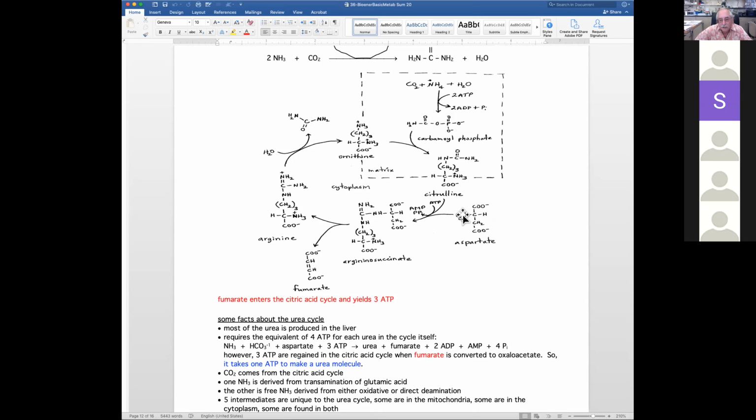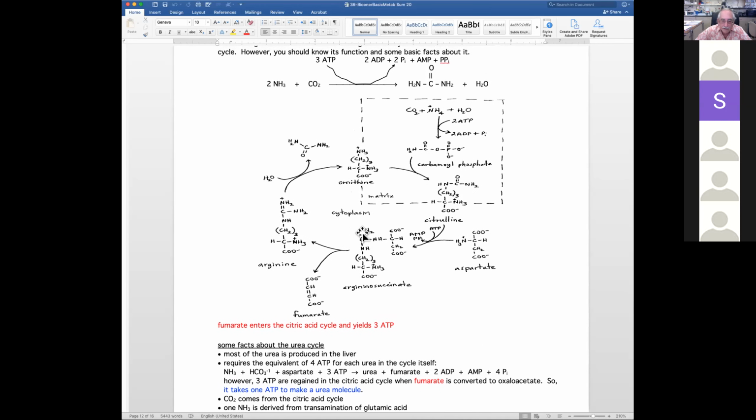So then you're using more ATP to convert this into this large amino acid called argininosuccinate. At the same time, fumarate is released in this next enzymatic step. The fumarate goes into the citric acid cycle and yields 3 more ATPs. So that means that you're not spending more than maybe 1 ATP to make a molecule of urea.